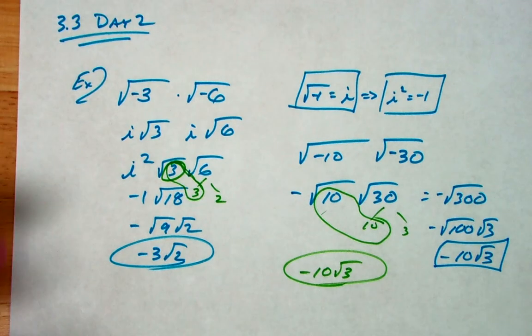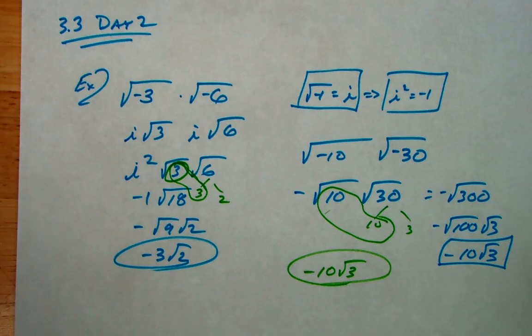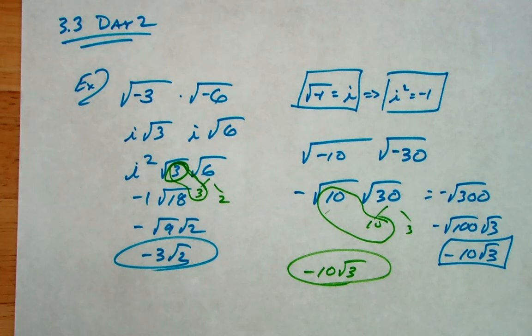You can do it either way. But the bottom line is more practice with simplification and pull your i's out first. Okay? Okay, next one. We have 4 scenarios we've got to look at today.